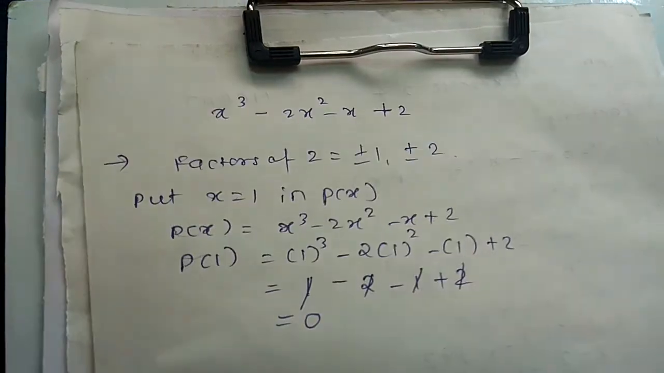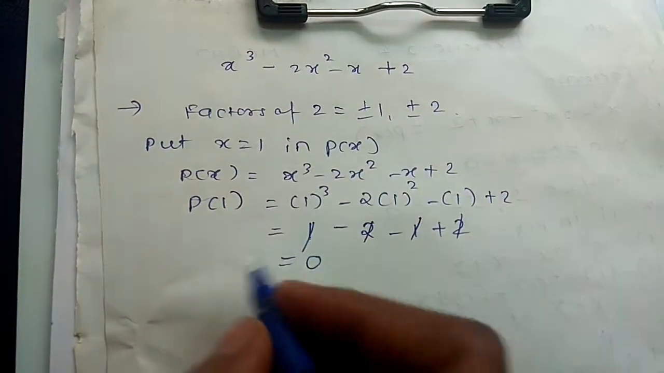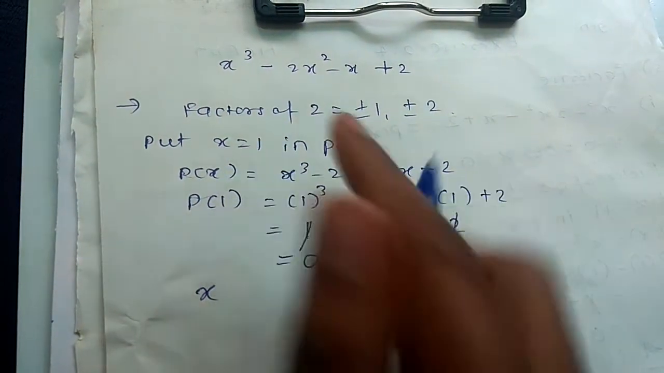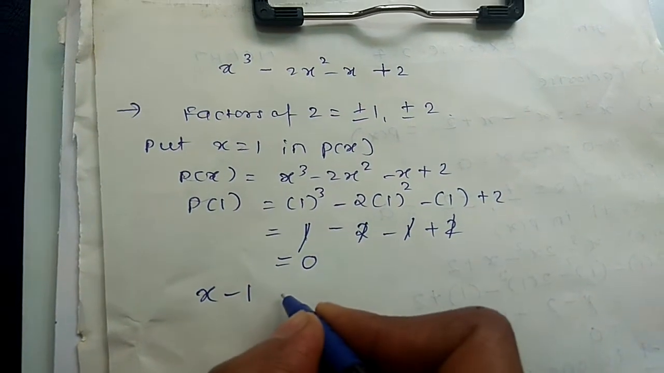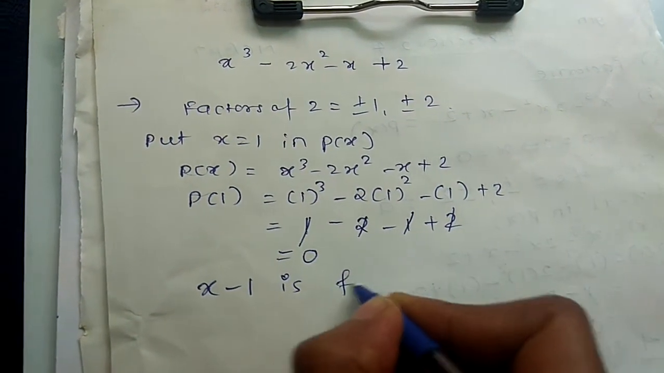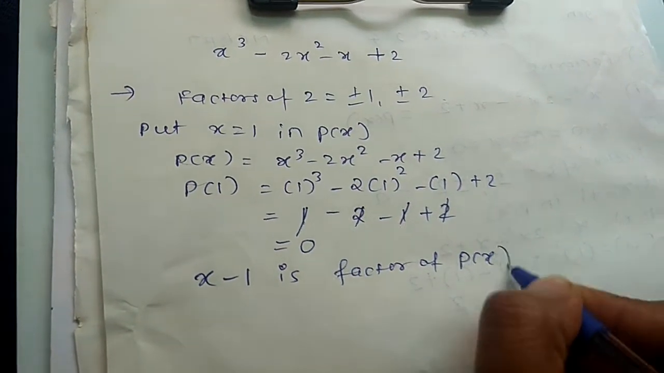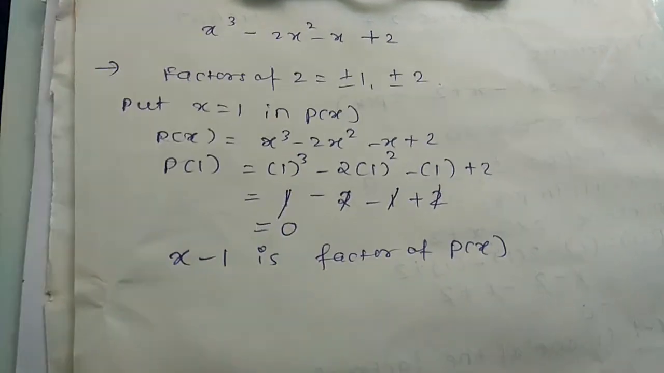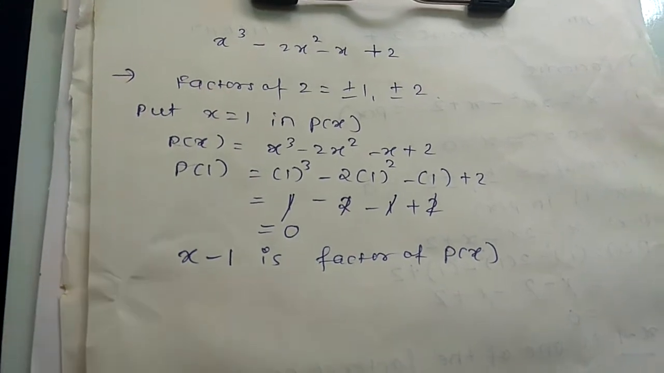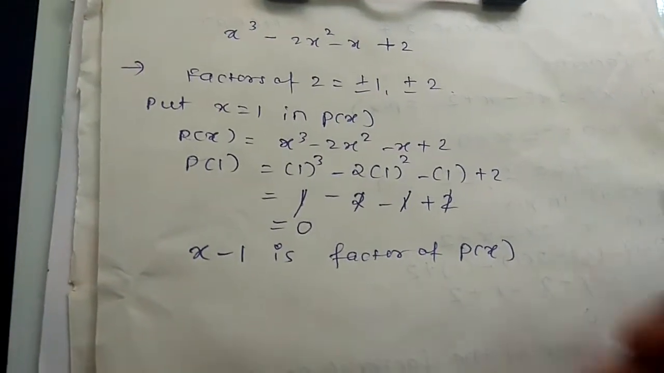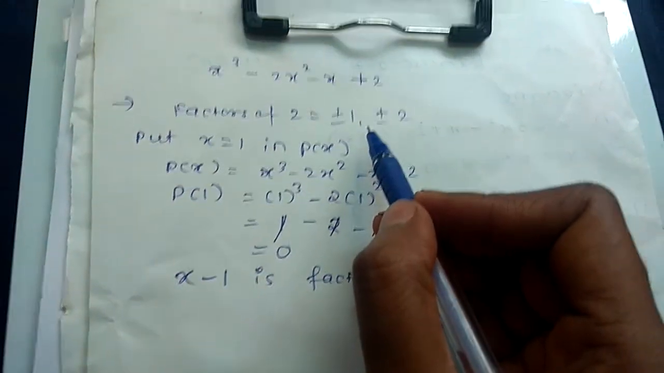So you got at least one factor. Here it is x equals 1. Then x minus 1 will be a factor of p of x. And the remaining factors we are going to calculate by the division method. So no need to check for all these factors.